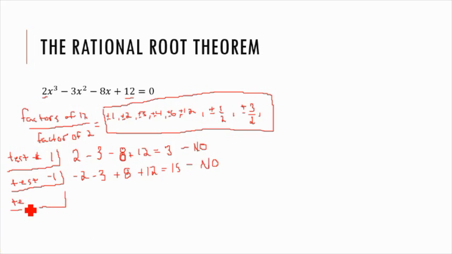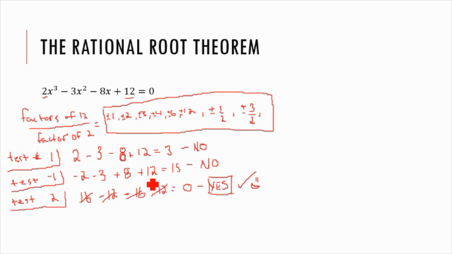Now I'm going to test the number 2. 2 cubed is 8, so 2 times 8 is 16. Negative 3 times 2 squared, which would be 4, so 3 times 4 is 12, so 16 minus 12. Minus 8 times 2, which is 16, so minus 16. And plus 12. What does that equal? Well, 16 minus 16 is 0. Negative 12 plus 12 is 0, so look at that, 0. Yes, this is a root. So that's awesome. We found it.